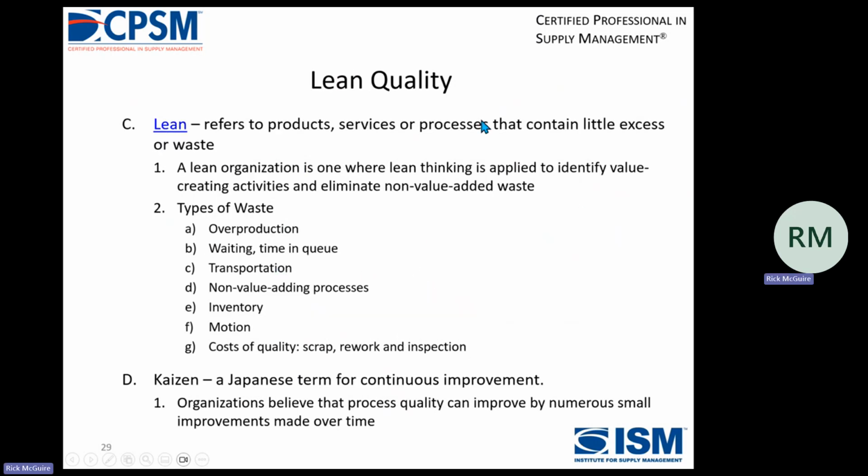And then you've got just straight lean, which refers to products, processes, or services that contain little excess or waste. So a lean organization is one where lean thinking is applied to identify value-added activities and eliminate the non-value-added waste. There's 7 MUDAs and 7 types of waste. Inventory being one that is very common. Scrap. Waiting is another very common one. And then there's the Kaizen. This is a continuous improvement idea where organizations believe a process can be improved by numerous small improvements made over time.